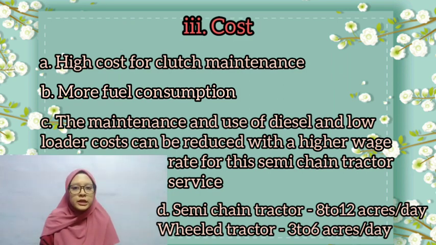However, the maintenance and diesel costs can be offset by a high wage rate for this semi-chain tractor service. For example, PPN Nasional Kota Baru said the diesel consumption can be saved because a semi-chain tractor operation can plow 8 acres in one day, while a wheel tractor operation can only plow 3 acres in one day.